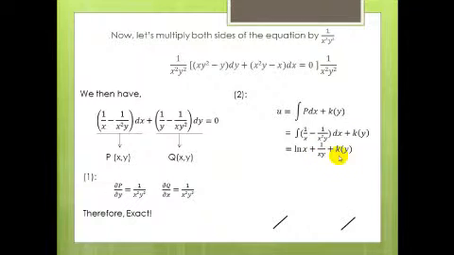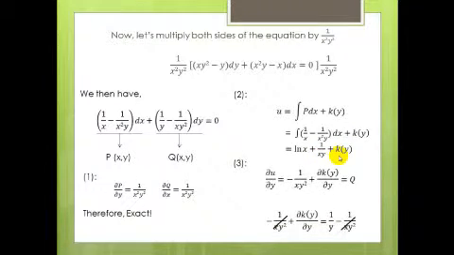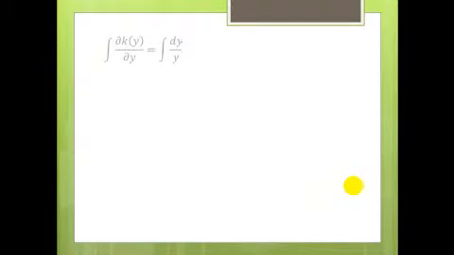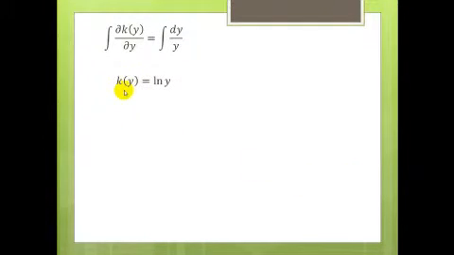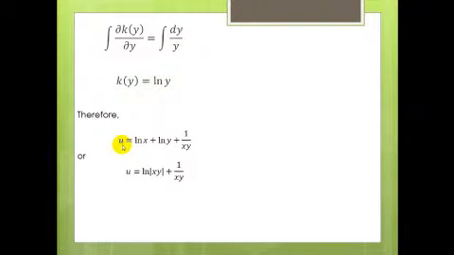Step 3. We will now solve for the value of k(y) by differentiating u that we got from step 2 and equating it to Q that we got from the original equation, which will eventually lead us to k(y) being ln y. Therefore, our answer is u equals ln x + ln y + 1/(xy), or u equals ln(xy) + 1/(xy).